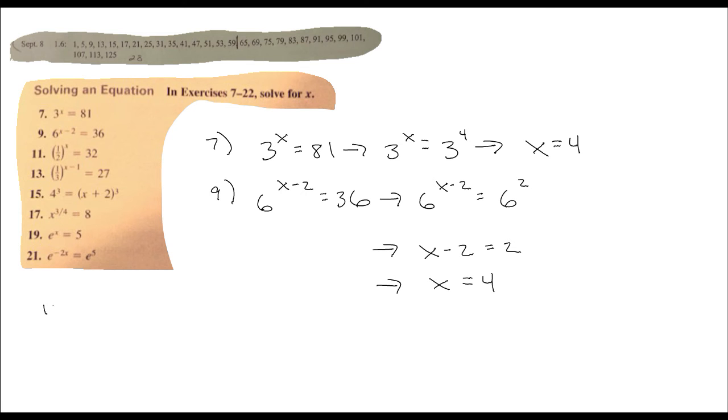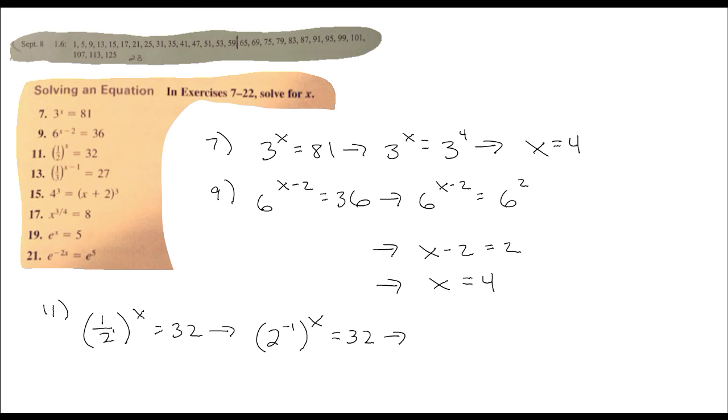Number 11, 1/2 to the power of x is equal to 32. Okay, now I could rewrite 1/2 using a negative exponent, because 2 by default is a power of 1. So I can write this as 2 to the negative 1, still being raised to the power of x. Okay, a power raised to a power, you multiply them, so this would be the same as 2 to the negative x.